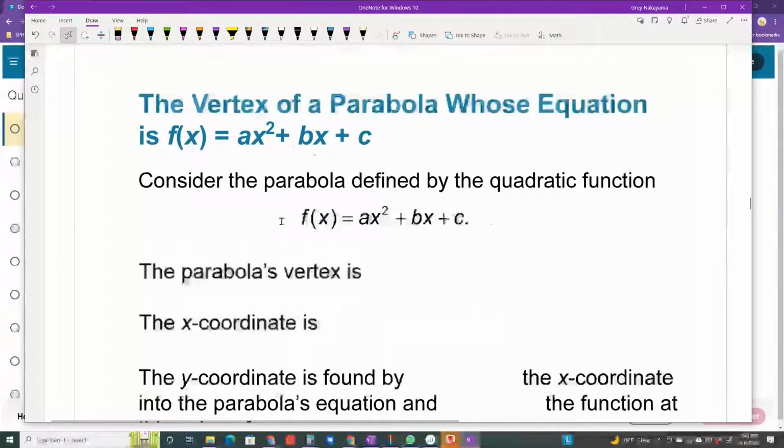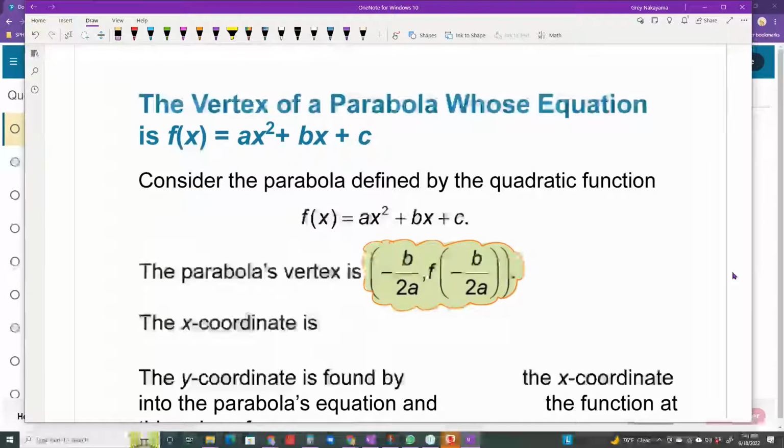All right, in this one, it's not as easy to find the vertex, but I know y'all talked about it last year. It is equal to negative b over 2a and then f of negative b over 2a. That means go find this point and then plug it into this equation to find the corresponding y value.